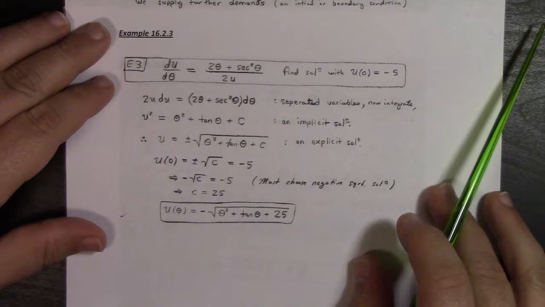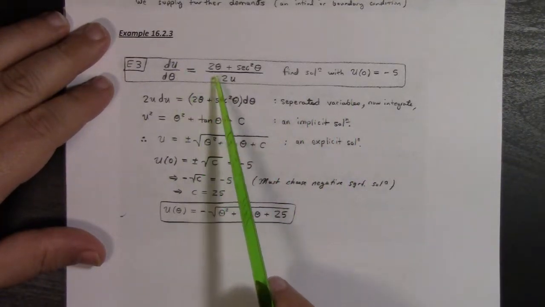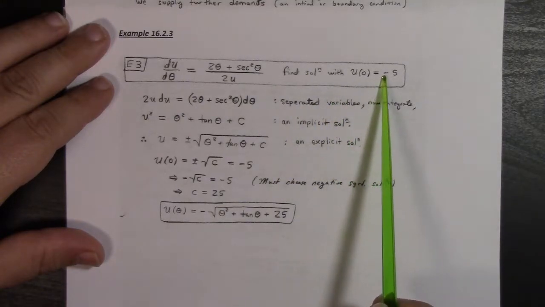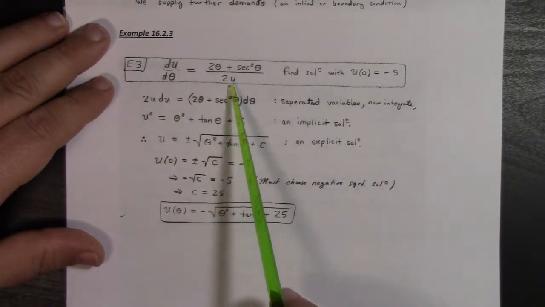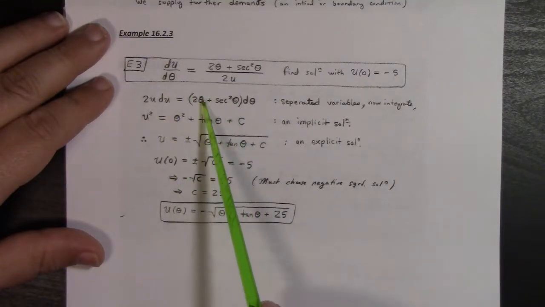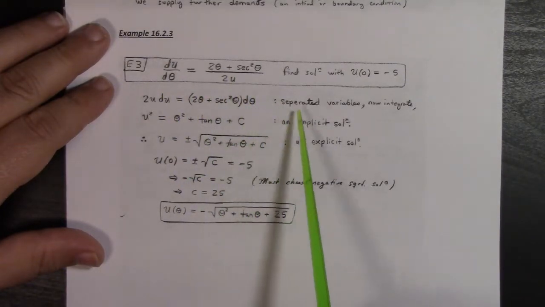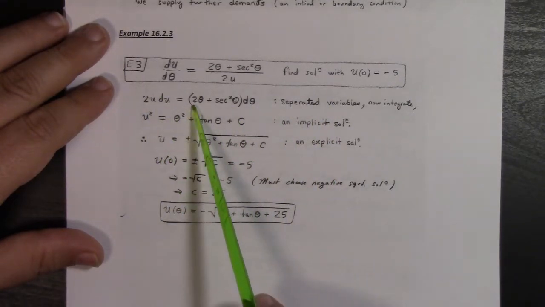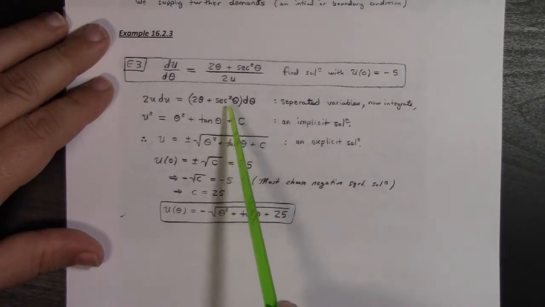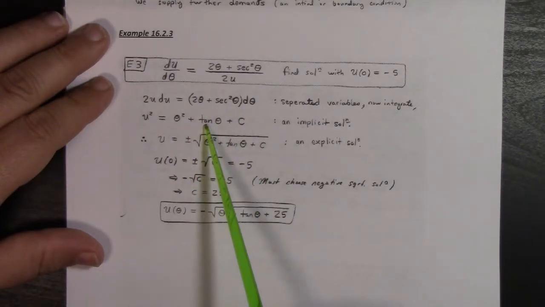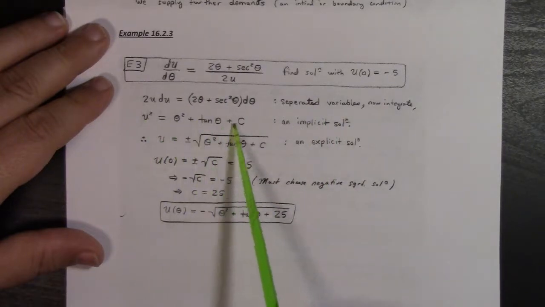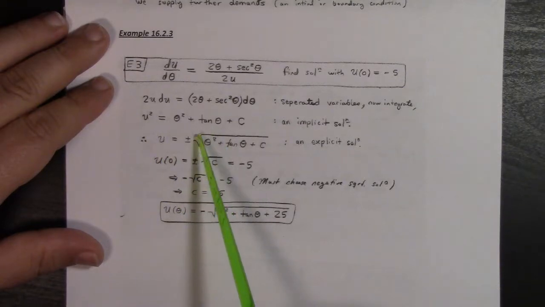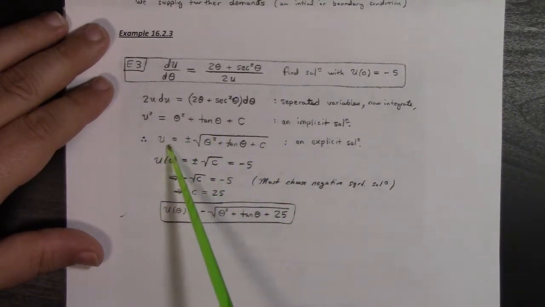All right. Another example. du/d theta equals 2 theta plus secant squared theta over 2u. We want to find the solution with u of 0 being minus 5. So we separate. We get 2u du equals 2 theta plus secant squared theta d theta. We separate it. Now we integrate. The integral of 2u du is u squared. The integral of 2 theta plus secant squared theta is theta squared plus tangent theta. And so that gives us an implicit solution. And of course I can solve for u. Take the square root, allow for plus or minus, of course. And so those are my solutions.